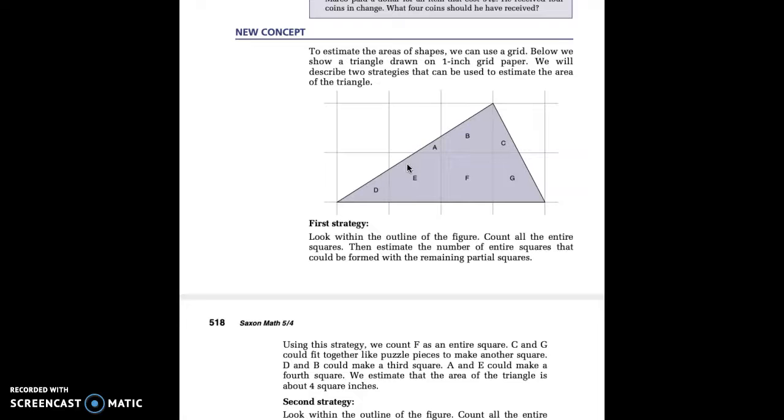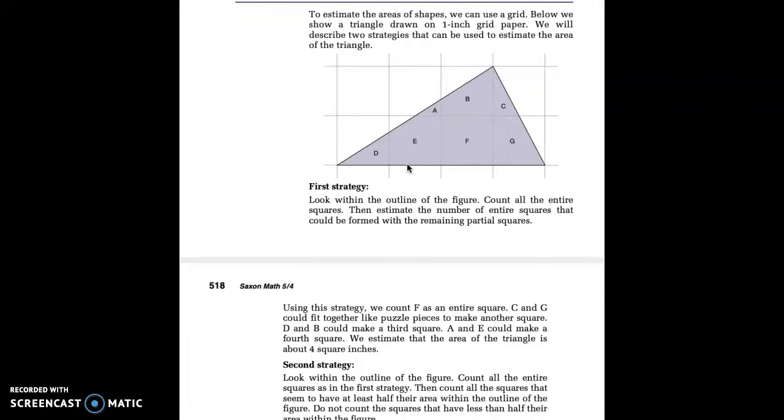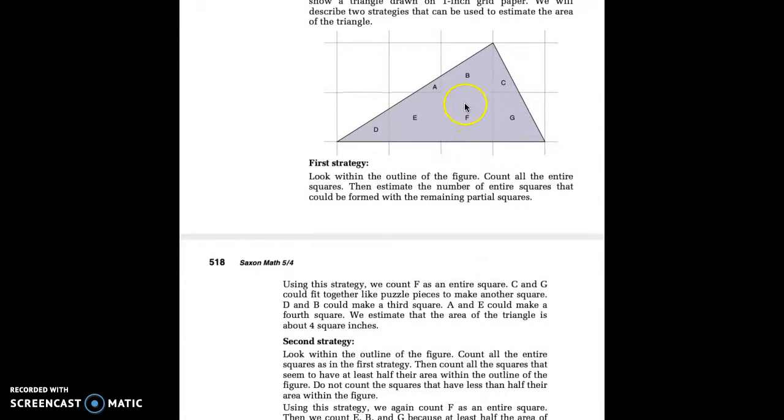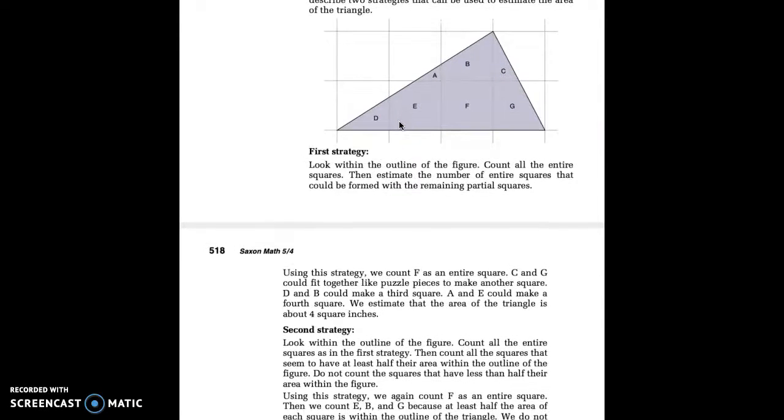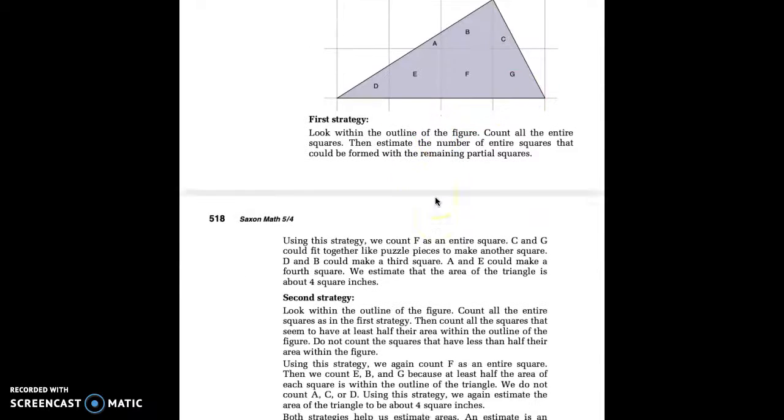The second strategy is to look within the figure of the outline again. And you're going to count all the squares like you did in the first strategy. But then what you're really going to do is count all the squares that seem to have at least half of their area within the outline. So again, we count F as one square, and then we're going to look at E, G, and B because almost all of their square is filled with the outline. So because at least half of the area is filled, we have 1, 2, 3, 4. And so we're going to estimate that the area of this triangle is 4 square inches.